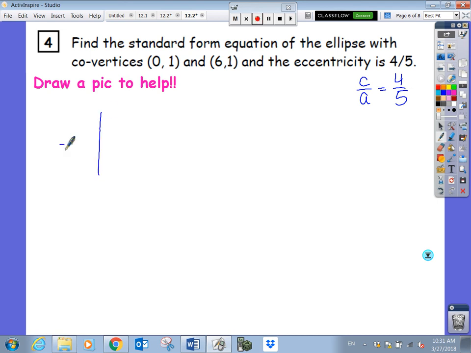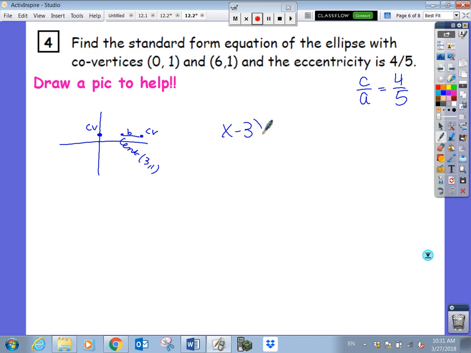It tells us we have covertices at 0, 1. So there's a covertice. And at 6, 1. So if those are covertices, that means right in the middle is the center. And this distance right here is B. So if we have a covertice at 0, 1 and 6, 1, that means our center is going to be 3, 1.